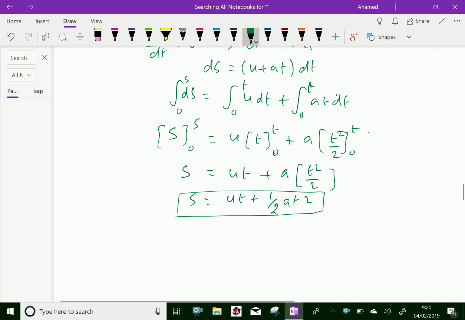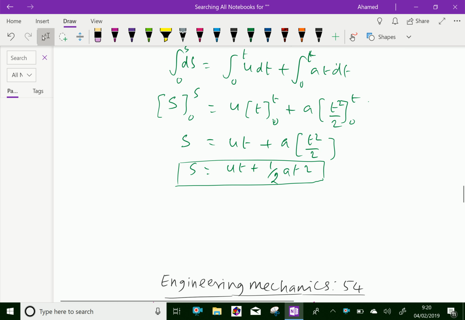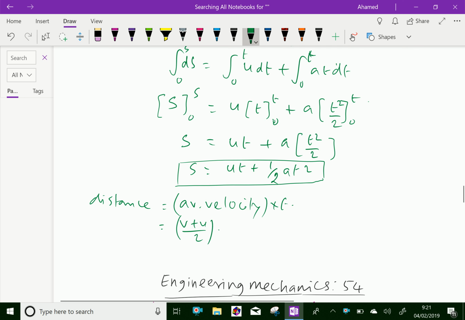Now the third one. We know that distance equal average velocity into time. Now average velocity is v plus u over 2 into t. We can get from the first equation, that is t equal to v minus u over a.